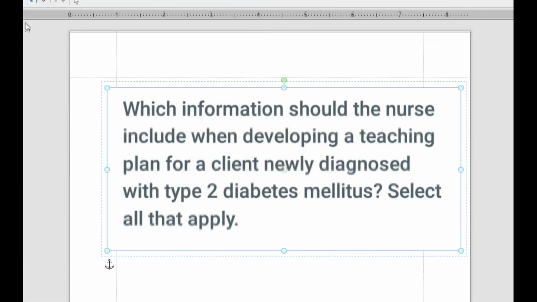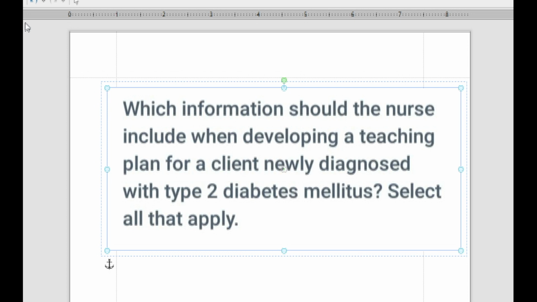The first question is, which information should the nurse include when developing a teaching plan for a client newly diagnosed with type 2 diabetes mellitus? Select all that apply. Now we are developing a teaching plan, so we know that we have to apply the 5th step, evaluating outcomes.